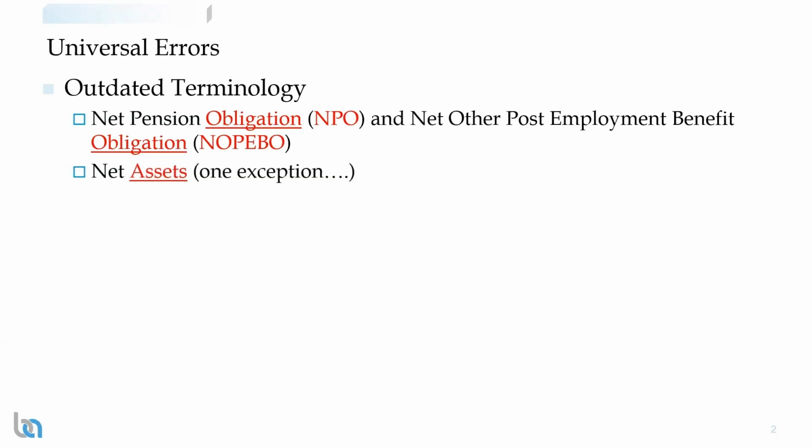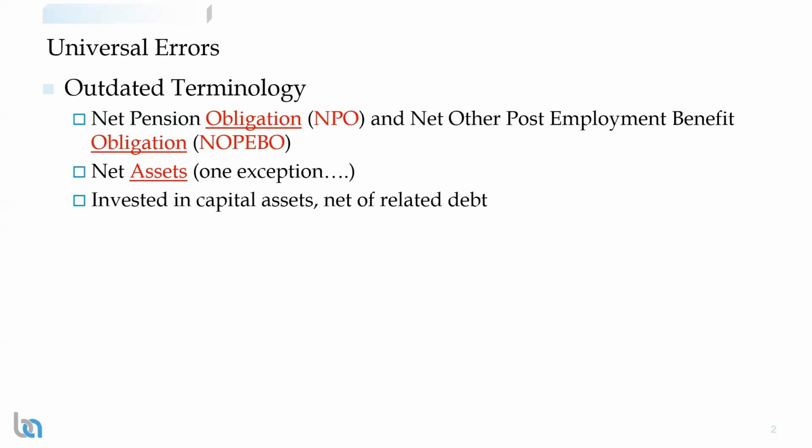Net assets. So there's no longer net assets. It's referred to as net position. Net assets is referred to in one disclosure, and that's the disclosure for deferred outflows and inflows, just because of the definition of what a deferred outflow or inflow is. Otherwise, there should be no presentation of net assets.